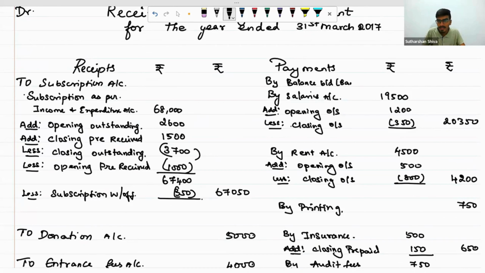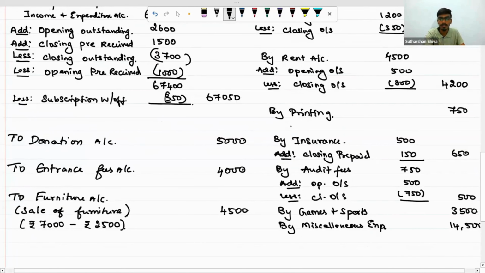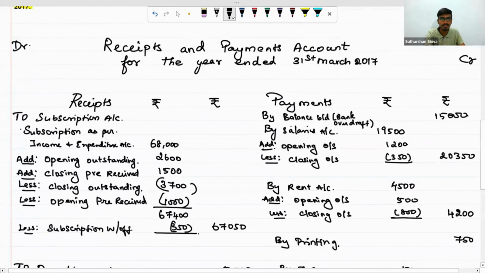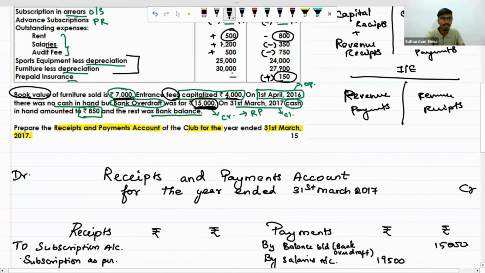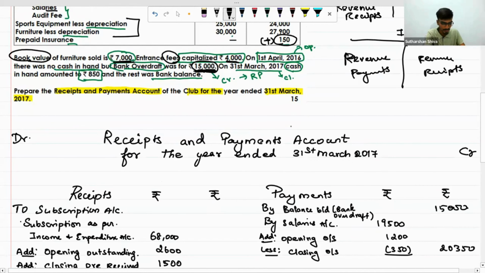I always leave a line, one or two lines in the front, and then I will start. Suppose I miss something, I will go and write it there. So it will become a good presentation. This will become 15,000. Okay, 15,000 is done. Everything we have put, we are left with a few adjustments related to sports equipment and related to furniture, a few points which we need to take care of.